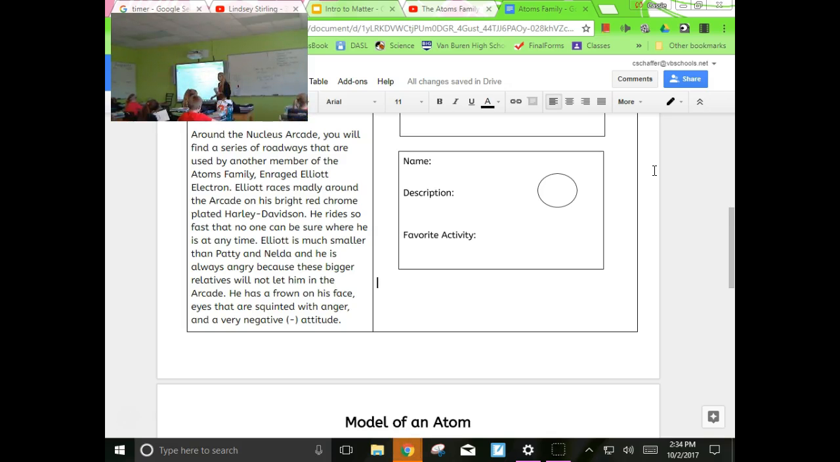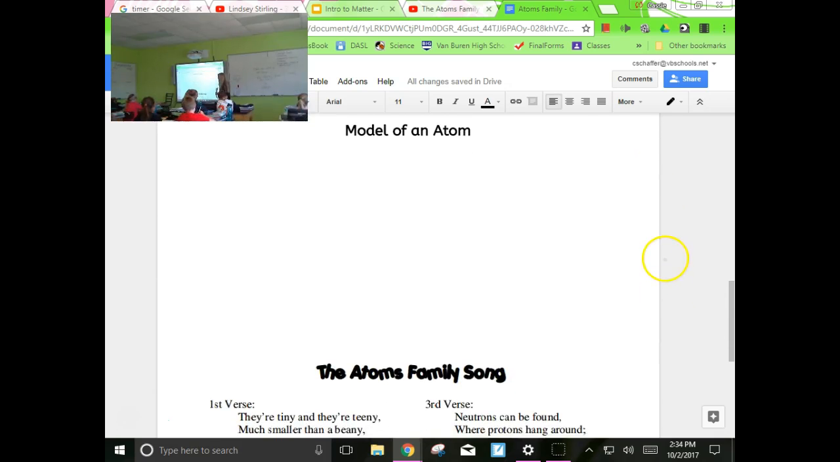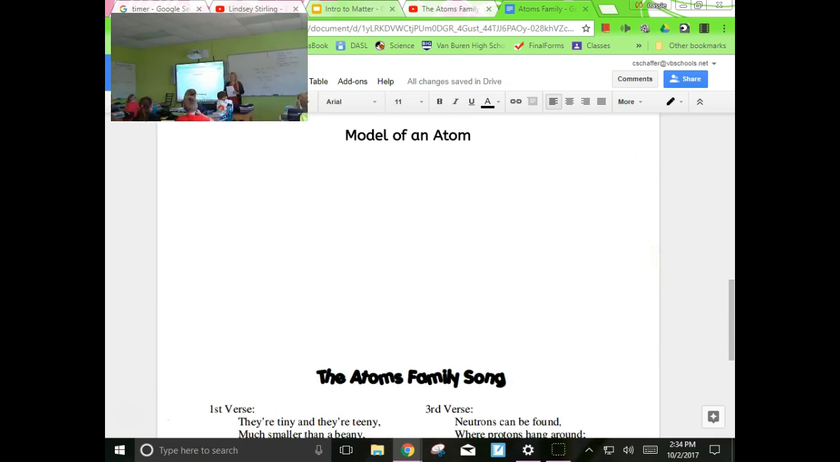Okay, now that we know the table, we are going to try and make a model of the atom. So what town was this whole activity talking about? Kira. Did everyone hear her? Yeah. Okay. So this whole thing talked about Batterville.